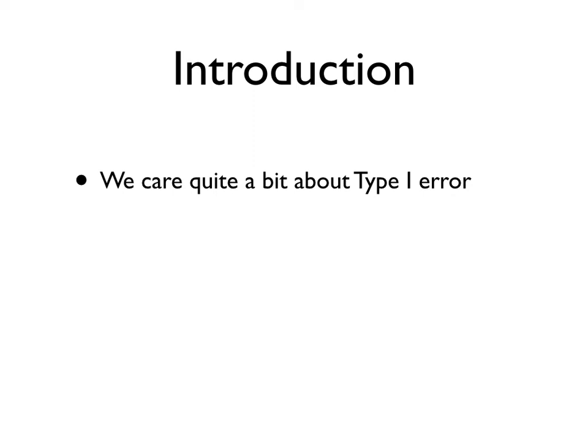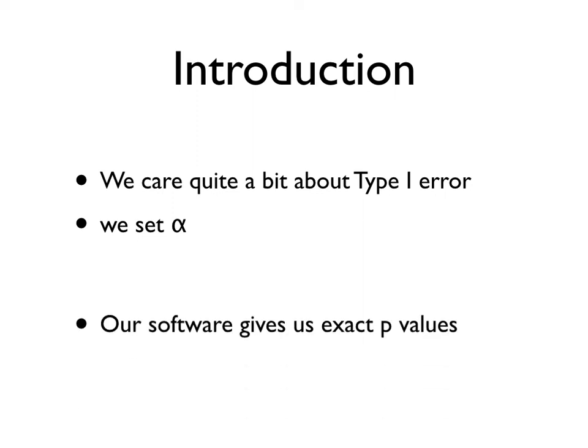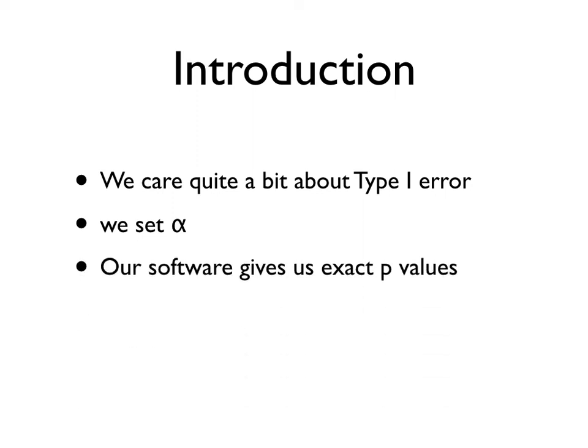So we care a lot about type 1 error, in fact, so much so that we set the alpha level, right? The probability of a false positive. We set the value, 0.05 or whatever. Our software, in fact, gives us exact p-values. If you've played around with SPSS, and I encourage you to have done that at this point, any other statistical software does this too, it actually gives you the exact p-value when it does a calculation. Okay? So it's telling us this.